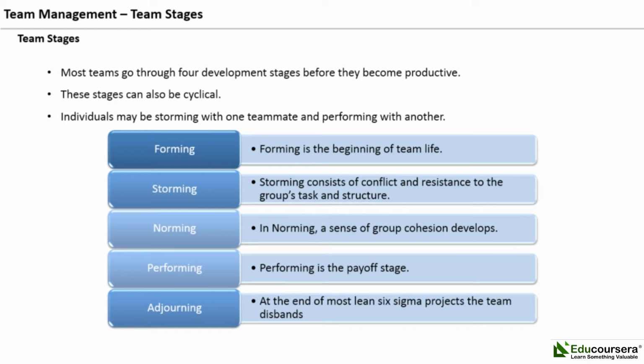Storming. The second phase consists of conflict and resistance to the group's task and structure. There are healthy and unhealthy types of storming. Conflict often occurs in the following major areas: authority issues, vision and values dissonance, and personality and cultural differences. However, if dealt with appropriately, these stumbling blocks can be turned into performance enhancers later. This is the most difficult stage for any team to work through.